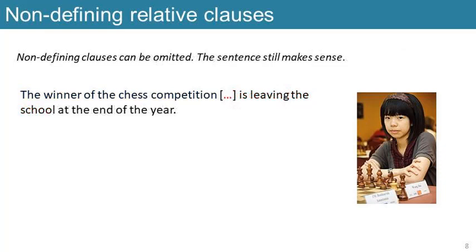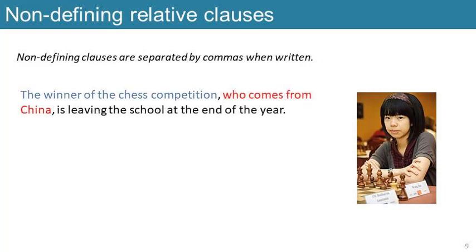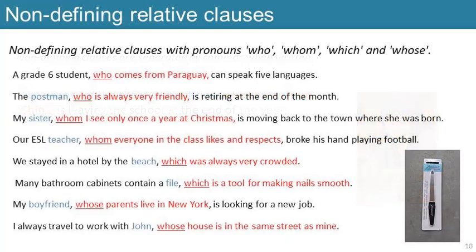A non-defining clause is not a necessary part of the sentence. The sentence still makes sense if the non-defining clause is omitted. For example, the winner of the chess competition is leaving the school at the end of the year. Note that non-defining clauses are separated off by commas when written, and when spoken they are said with a small pause both before and after in order to indicate their special supplementary function in the sentence. So, the winner of the chess competition, who comes from China, is leaving the school at the end of the year. Here are more sentences with non-defining relative clauses.